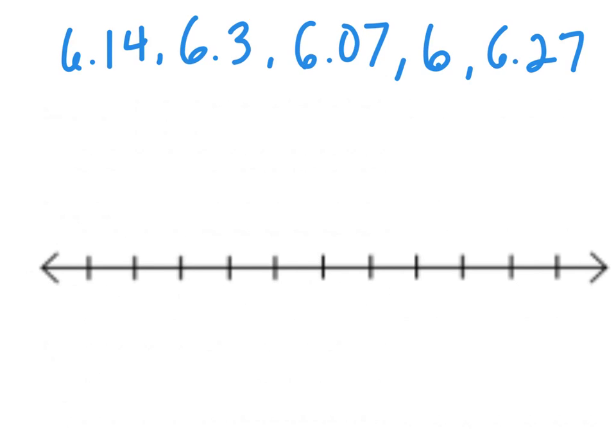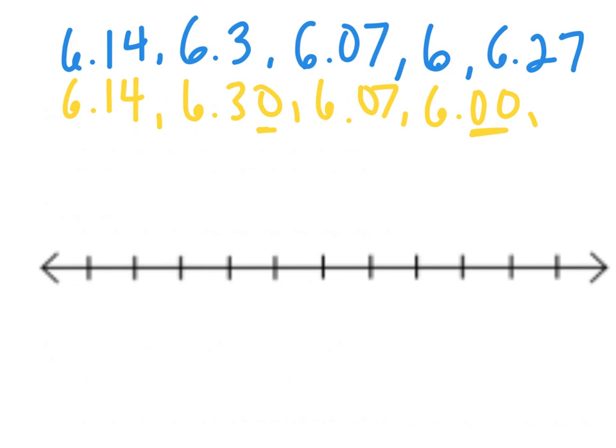And so the smallest number we are going to have, if I go through and rewrite these correctly: 6.14, 6.30, I added a 0 placeholder, 6.07, 6.00, this needs 2 placeholders, and 6.27. So I can see that the smallest number is going to be 6.0.